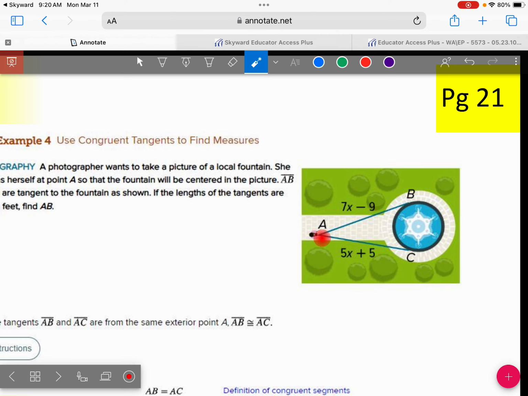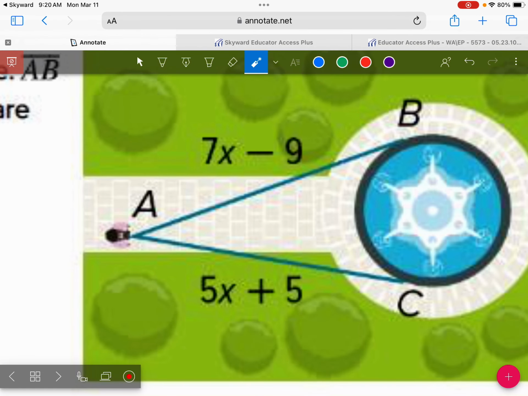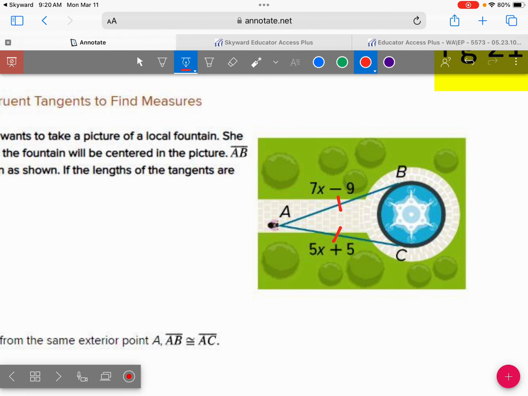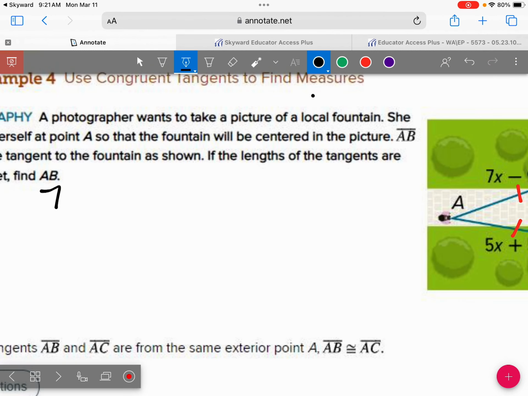Segments AB and BC are tangent. So they want us to find the length. Now, because we know that they're tangent, you can go ahead and put a mark that these two are, because they're touching the same point A, that means they're equal. So let's go ahead and set up our equation. 7x minus 9 equals 5x plus 5. And then go ahead and solve it. And I'm going to come around and see what we get.